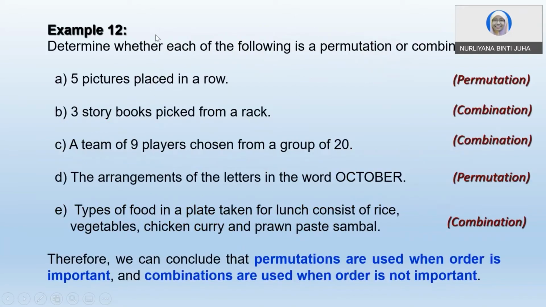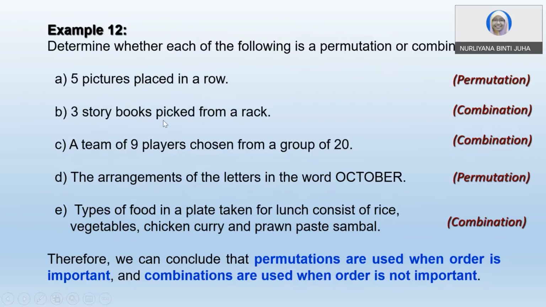Let's see example 12. Determine whether each of the following is a permutation or combination. Tentukan sama ada sentence dekat bawah ni permutation or combination. Okay, dia kata 5 pictures placed in a row. So kalau dia kata ada letak dekat situ in a row, maksudnya dia pentingkan susunan. Order or arrangement is important. So this is a permutation.